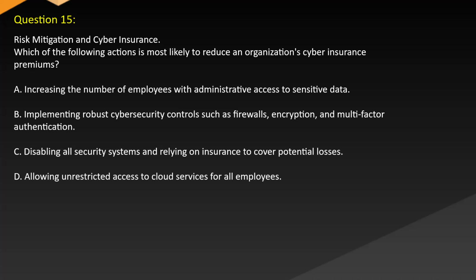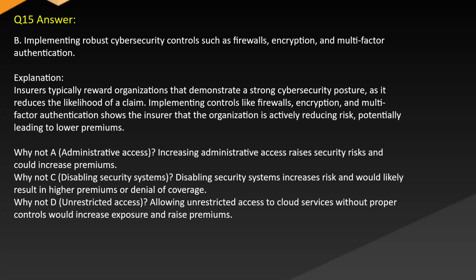Question 15. Risk mitigation and cyber insurance. Which of the following actions is most likely to reduce an organization's cyber insurance premiums? A. Increasing the number of employees with administrative access to sensitive data. B. Implementing robust cybersecurity controls such as firewalls, encryption, and multi-factor authentication. C. Disabling all security systems and relying on insurance to cover potential losses. D. Allowing unrestricted access to cloud services for all employees. Answer B. Implementing robust cybersecurity controls such as firewalls, encryption, and multi-factor authentication.